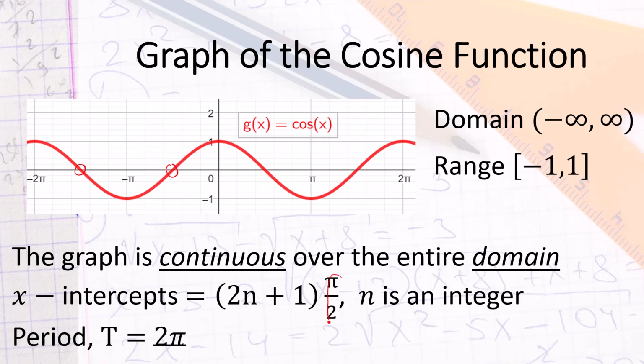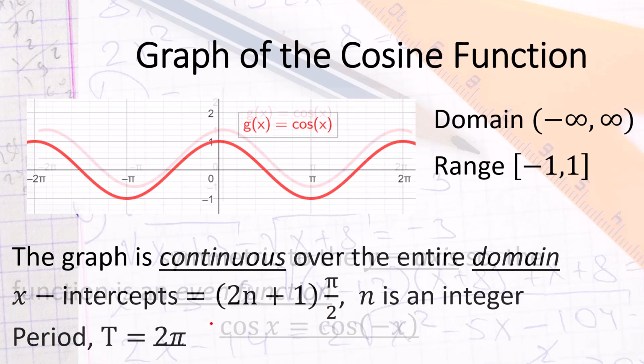This, of course, is pi over 2. And this is how you define an odd number. Take any number you want, multiply it by 2, add 1 to it, you have something odd. And as I mentioned before, it happens to have a period of 2 pi, just like the sine function.